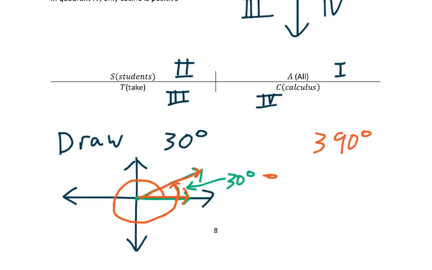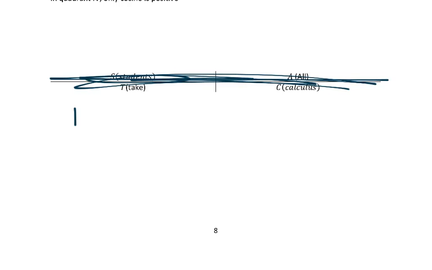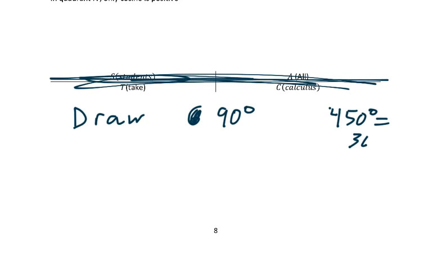So we have that here. Let's do another example. Let's now draw 90 degrees, and then we're going to draw 450 degrees, which is 360 degrees plus 90 degrees. Okay?